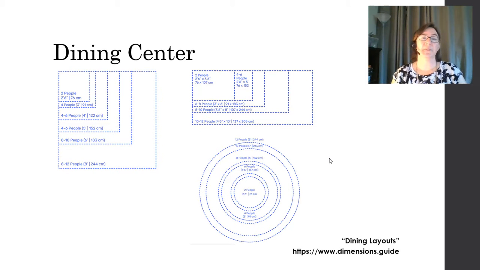Your dining center will typically have people seated at a counter or at a dining table. And dining tables come in standard sizes, square, rectangular, or circular. And here's a couple of examples of those various sizes. I have this information also located in your module for your reference.